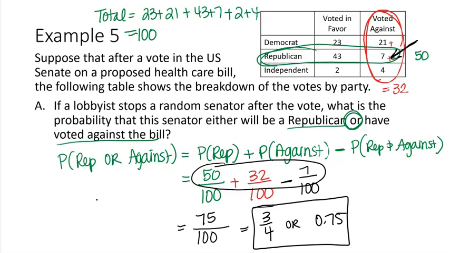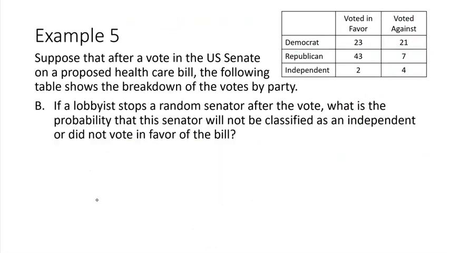Now, these last several examples have all had overlaps in them. But keep in mind, sometimes there won't be one, and that's okay. Let's do one more of these from the Senate. If a lobbyist stops a random senator after the vote, what is the probability that the senator will not be classified as independent or did not vote in favor of the bill?